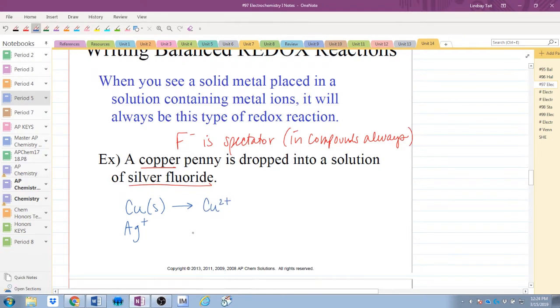And then the silver ion is going to turn into solid silver. That's a very common redox reaction where metals displace each other. One goes from solid to aqueous, the other one goes from aqueous to solid. So now it's our job to balance these half reactions.